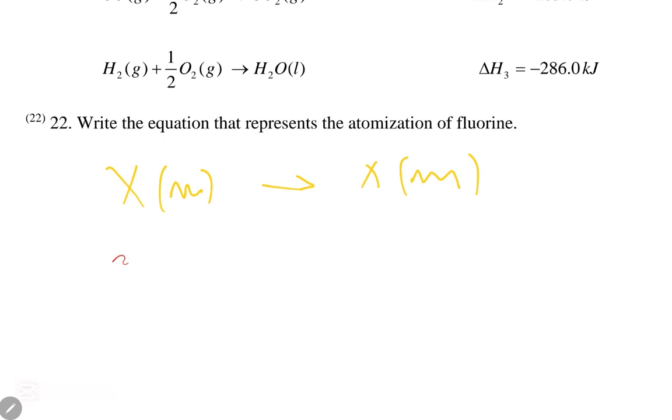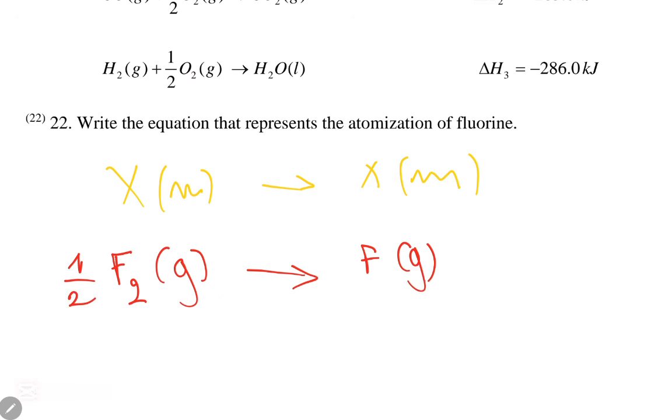F2 gas should give me a single atom of fluorine as a gas, right? What do I do to get the answer? I multiply here by 1/2. So it becomes 1/2 F2 gas will give me F gas.